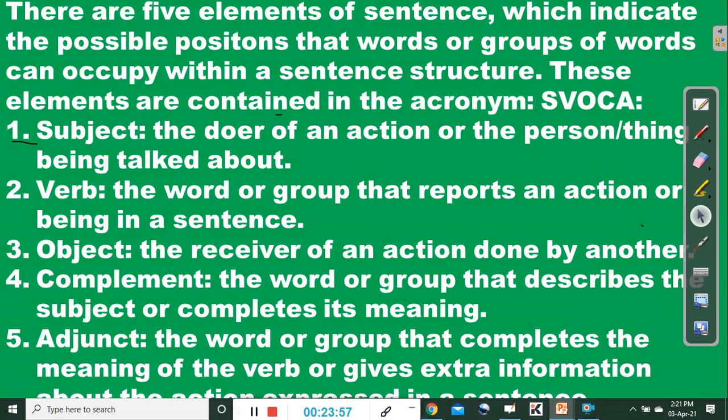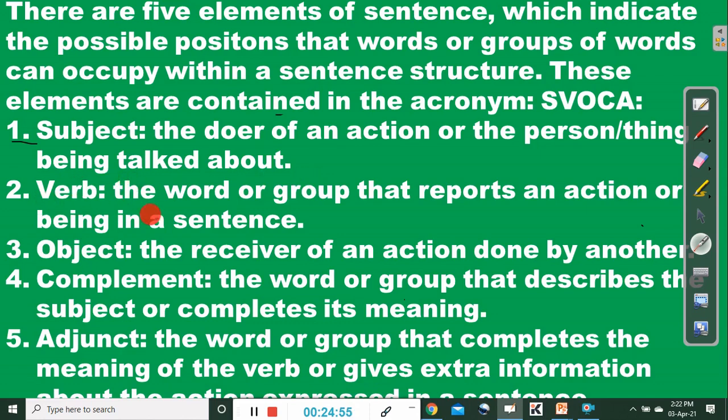Now, there are 5 elements of sentence which indicate the possible positions that words or groups of words can occupy within a sentence structure. These elements are contained in the acronym SVOCA. Number 1 is the subject. The subject is the doer of an action or the person or thing being talked about. When we say the boy kicked the ball into the net, the boy is the subject because the boy is the doer of the action of kicking the ball. And of course, the boy is the person being talked about. His action is being reported.